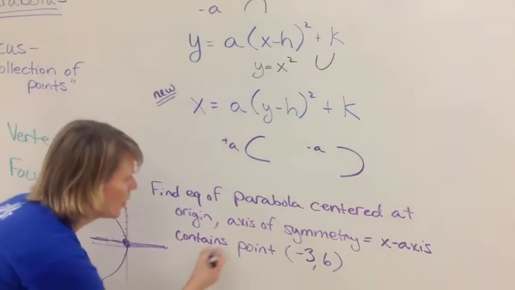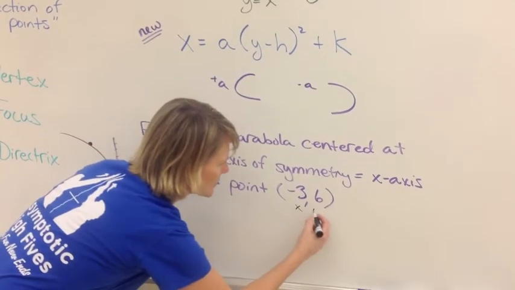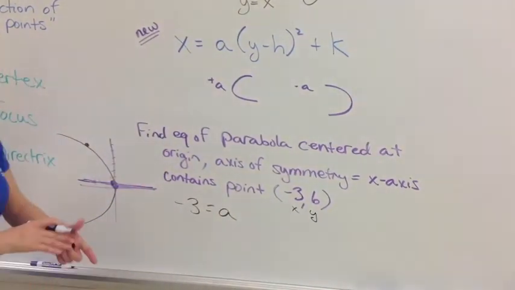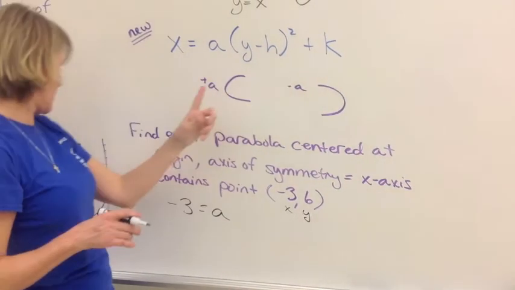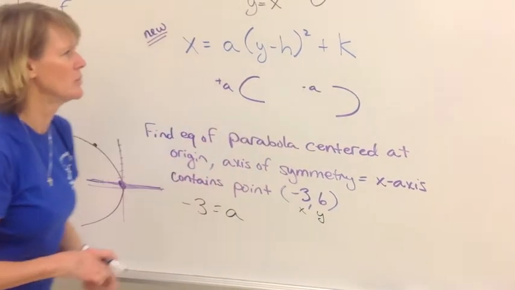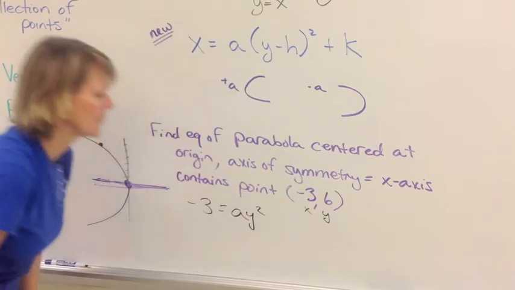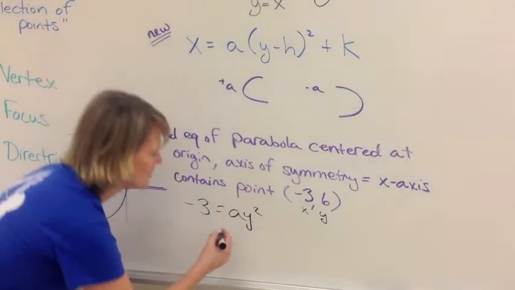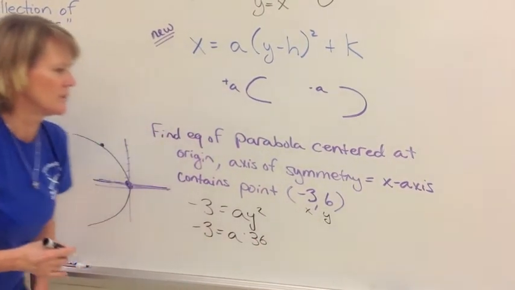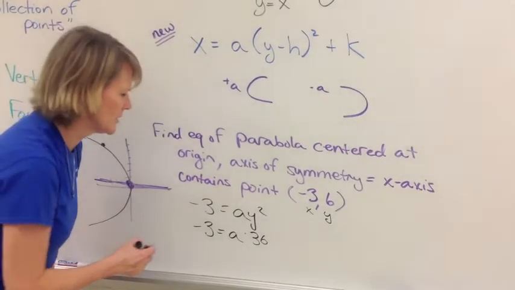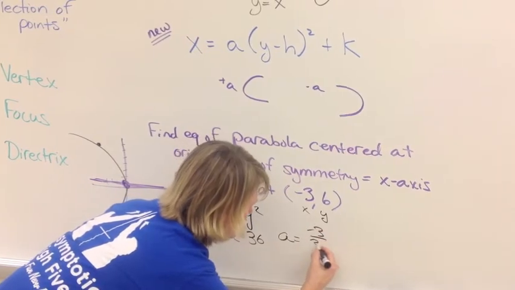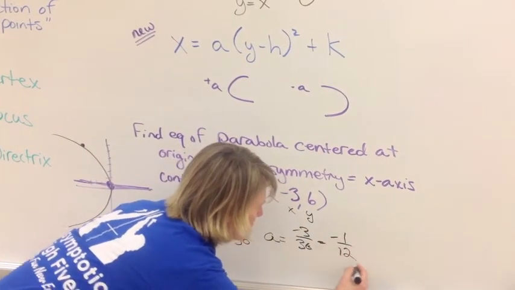I'm going to do my x value. Remember, this is x and this is y. My x is negative 3, and I have that equal to some a. The vertex is the origin, so my h and k are 0, 0. That shouldn't be new to you. So I just have y squared, and my y value is 6. So I have negative 3 equals a times 36, because 6 squared is 36. All I'm going to do is divide, so I get a equals negative 3 over 36, which is negative 1 over 12.